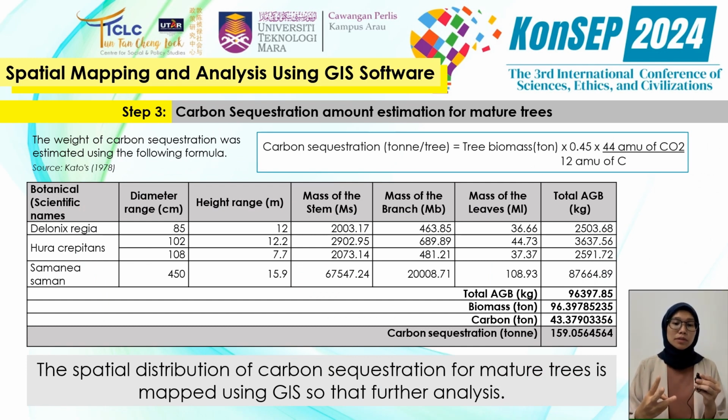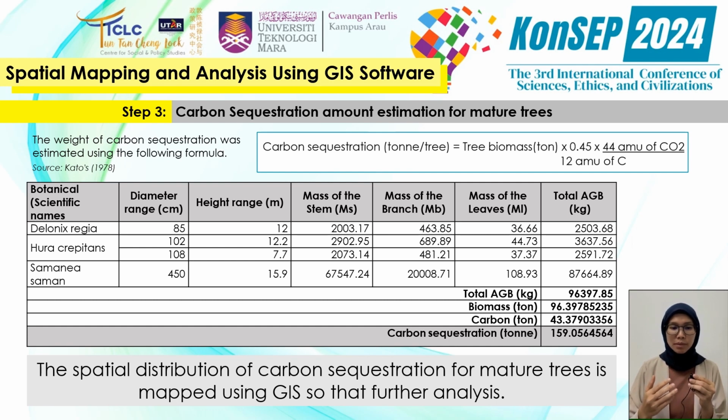Step 3, carbon sequestration amount estimation for mature trees. In this study, a cutoff formula was implemented where the tree inventory was managed to calculate the amount of carbon sequestration of existing trees in the study area. This study only focused on carbon sequestration of mature trees, database development and spatial analysis mapping.